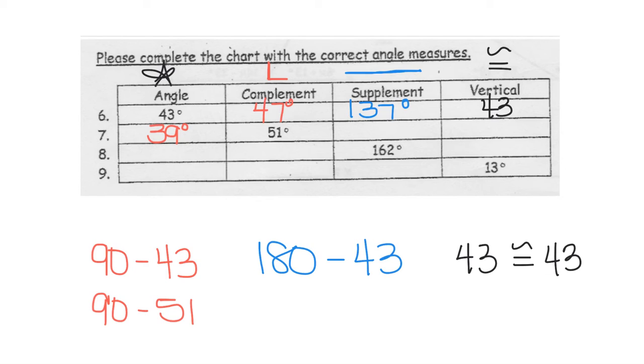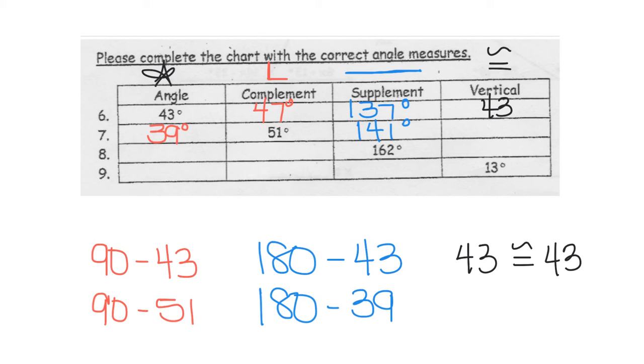I want to find its supplement. So a supplement has to add up to 180. So 180 degrees minus the 39-degree angle will give me the supplement. And this supplement is 141 degrees.